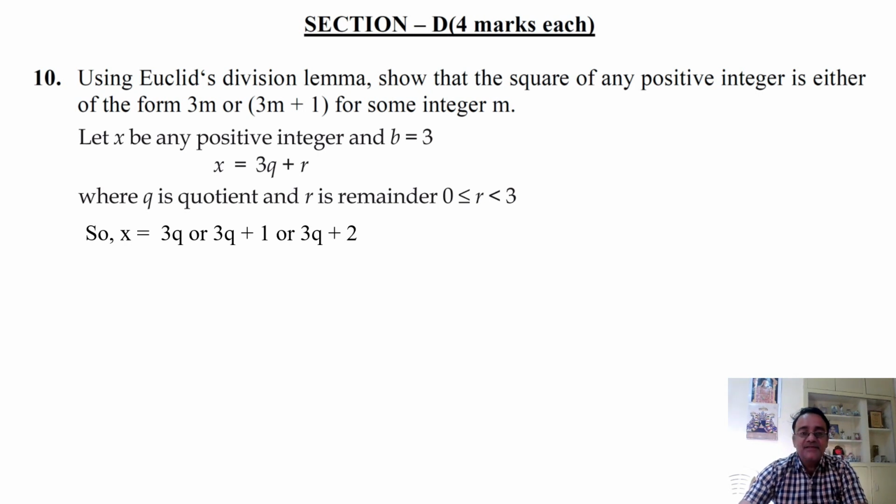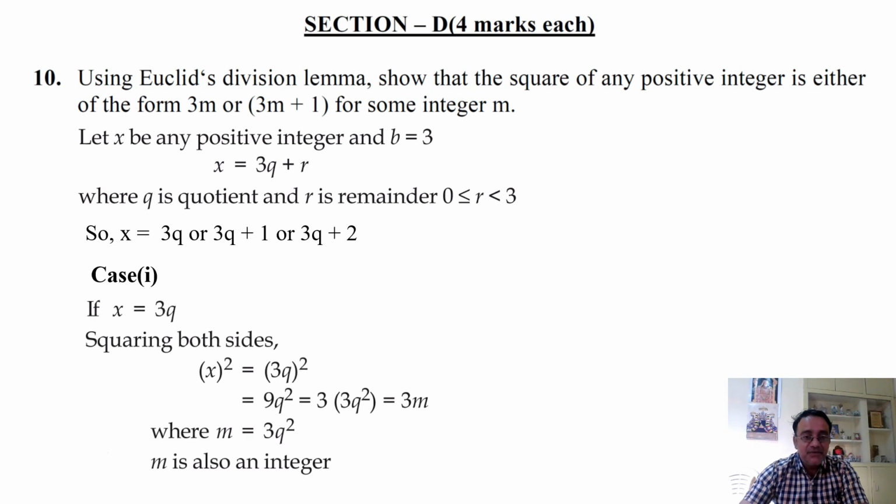So we'll take case 1 first, 3q. So if x is equals to 3q, then squaring both sides, we will get 3q whole square, that is 9q square. So what will we do, we will take 3 common. So after taking 3 common the second part, that is 3q square, we'll write it as m. M is any integer.